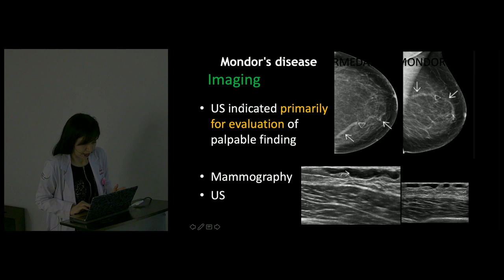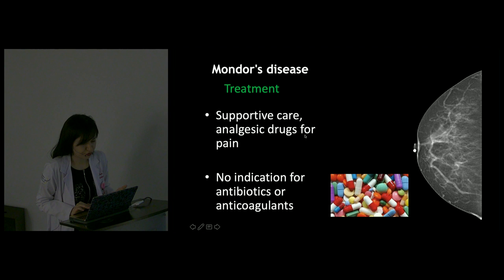For the imaging findings, we can see a superficial tubular beaded structure in the mammography. In ultrasound, we can see a tubular structure hypoechoic or anechoic, with lack of compressibility of the vein. With color or power Doppler, there is no flow or minimal flow. The treatment is symptomatic with conventional analgesia. No indication for antibiotics or anticoagulants.